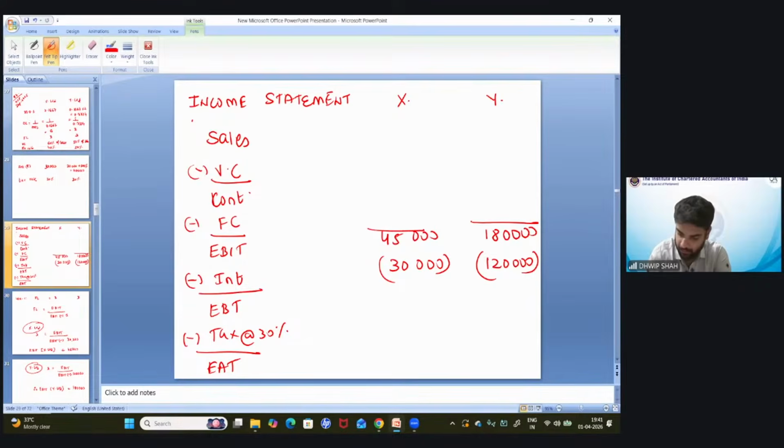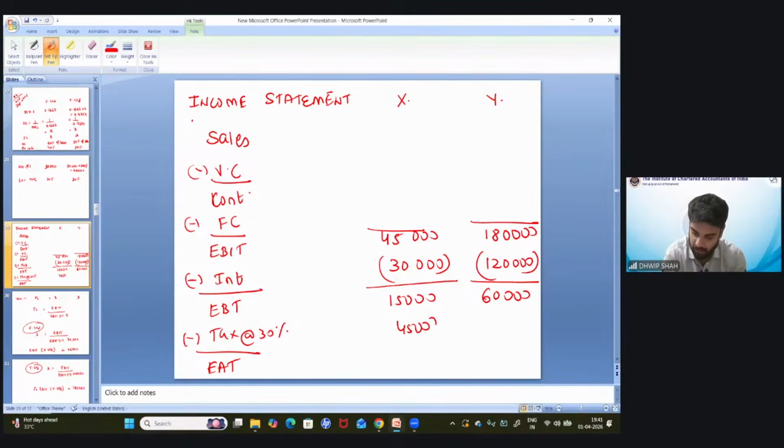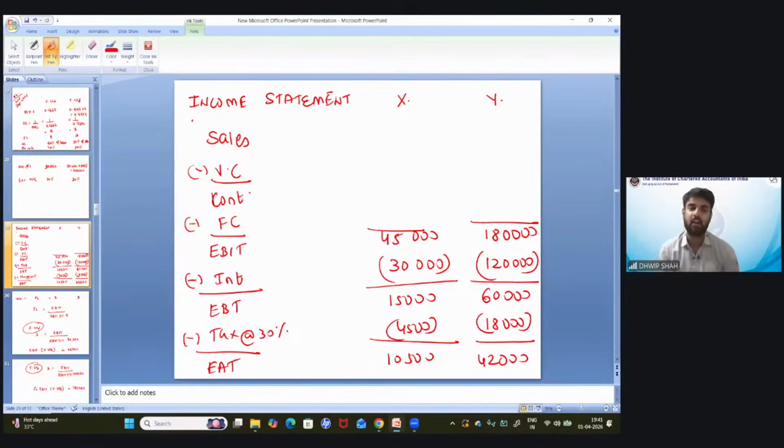So EBIT, interest, so 15,000 would be my EBT, and here 60,000 would be my EBT. Tax is 30%, so 4,500 tax here, 18,000 tax over here. 15,000 minus 4,500 is 10,500, and 42,000. Clear? So the journey from EBIT to earnings after tax is done.